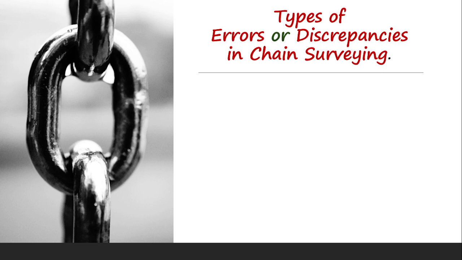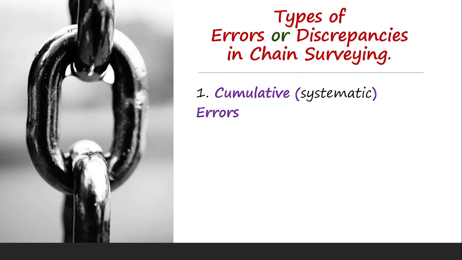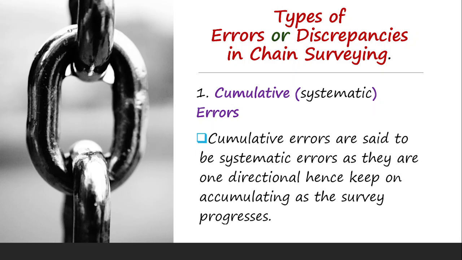Now let's see these various types of errors or discrepancies in chain surveying. The first one is the cumulative or systematic errors. This is the first type of error that occurs in chain surveying. Cumulative errors, also known as systematic errors, are said to be systematic as they are one directional, hence they keep on accumulating as the survey progresses.